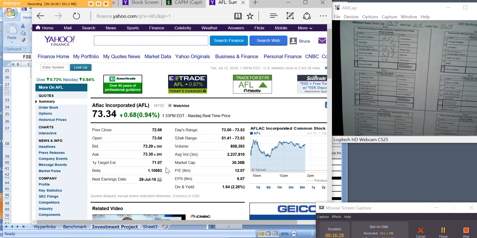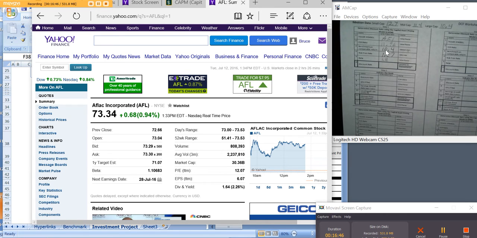Now that means Aflac is slightly more risky than the market overall, because it has a beta of 1.1. If it was less than 1, it would be less risky than the market overall. If it's exactly 1, then it would be the same risk.